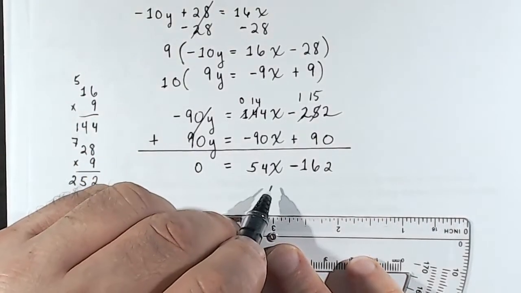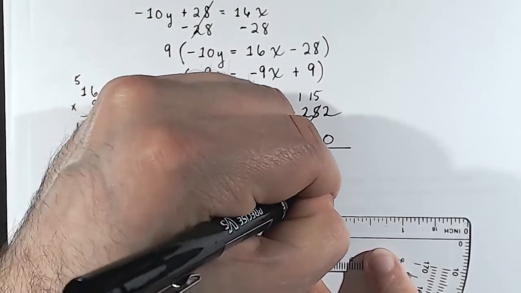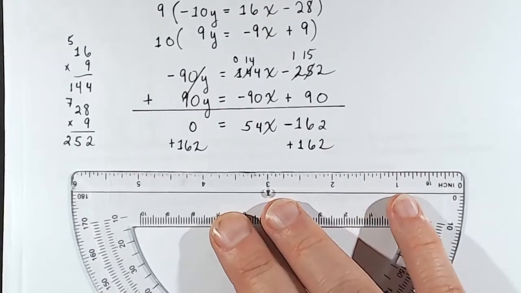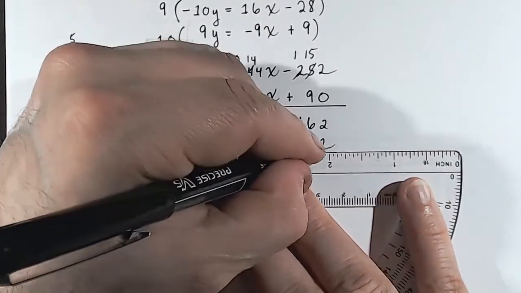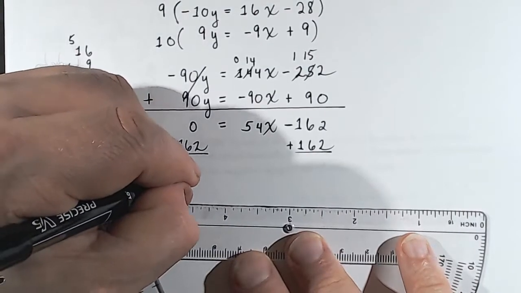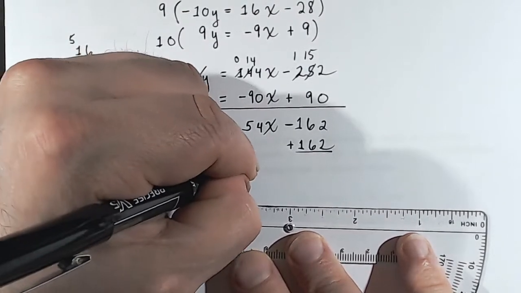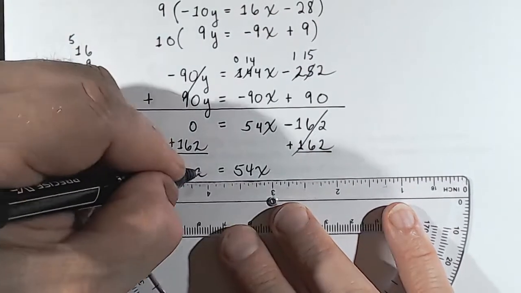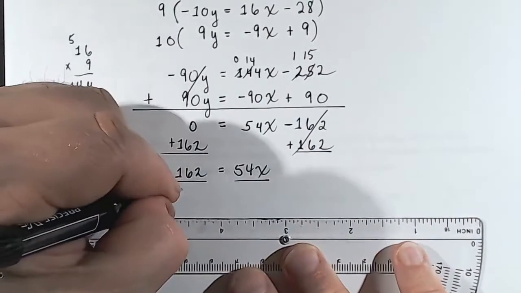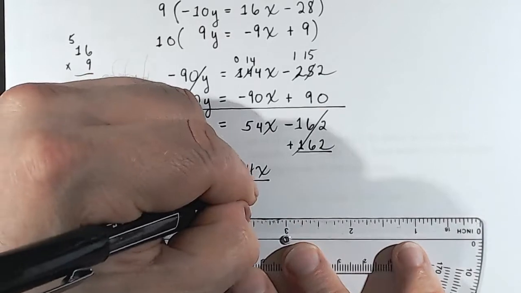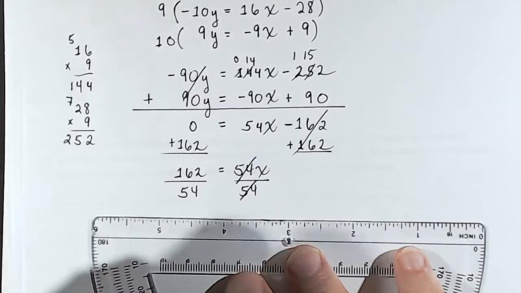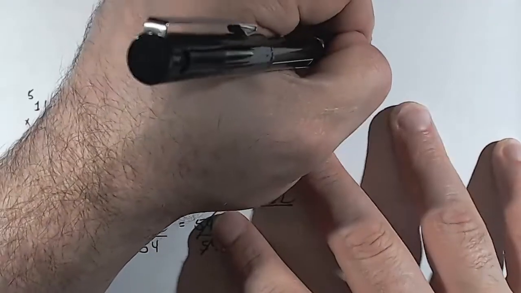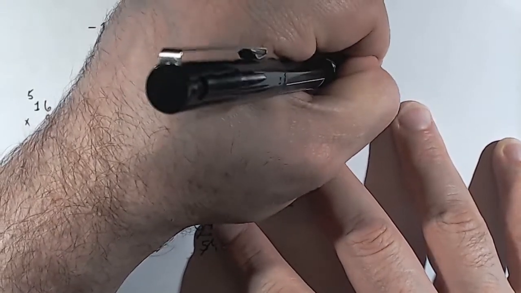So now I'm going to get x by itself on the right side by adding 162 to both sides. And on the left side, 0 plus 162 is 162. And this equals 54x. And on the right side, this cancels. So now I just have to divide both sides by 54. Now you might be looking at that and saying, oh, that looks really hard. I don't know what 162 divided by 54 is, but you can prime factor 162 relatively easily.